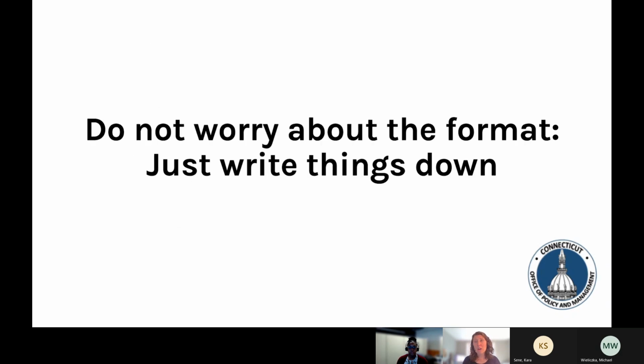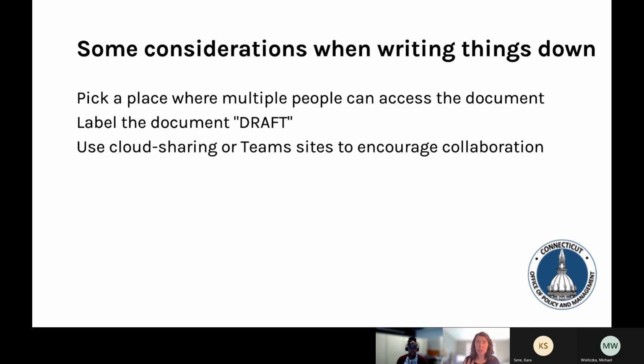So don't worry about the format, don't let perfect be the enemy of good. Just write things down. And just some considerations when you're writing things down. You want to make sure that you pick a place where many people can access the document. So I would encourage you to use cloud sharing, team sites to encourage collaboration so people can be working on the same document at the same time. I would also encourage you to label the document draft. There's something psychological about making sure people understand that this is a work in progress.